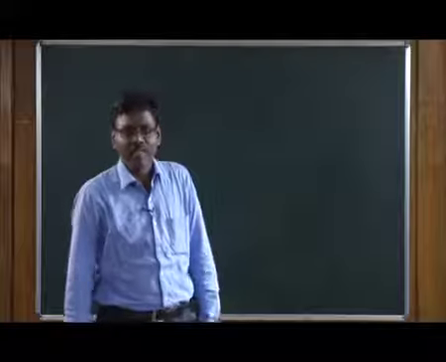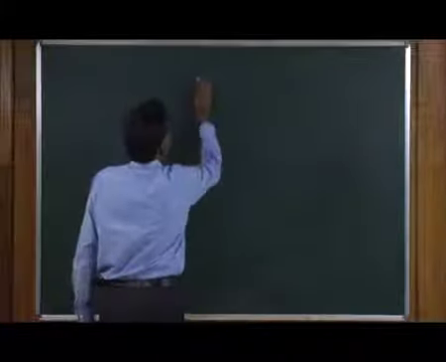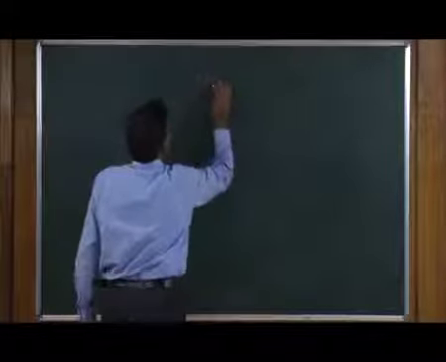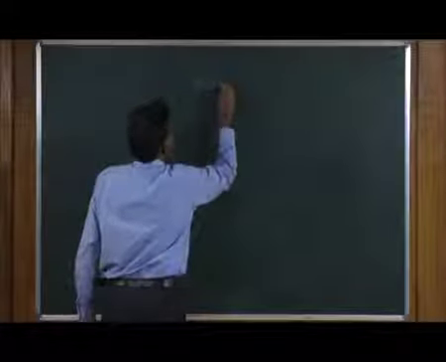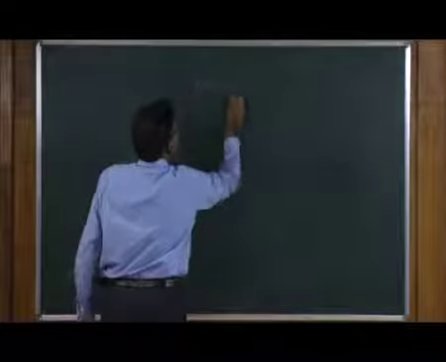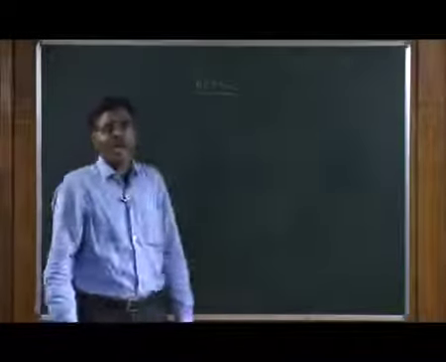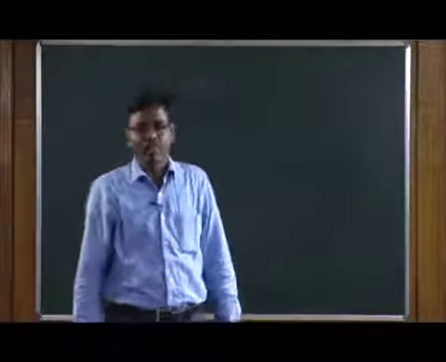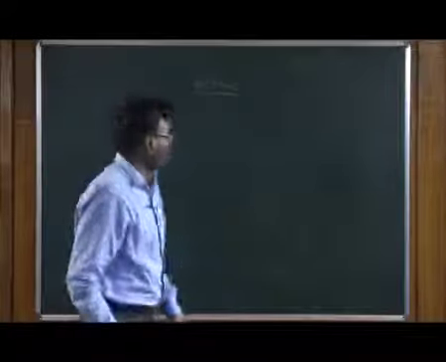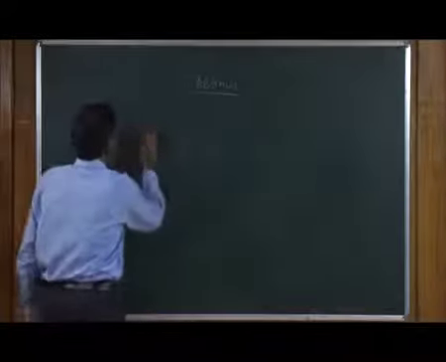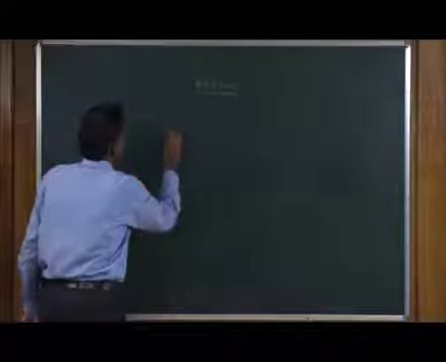In today's class, we will study about alkenes. Alkenes are hydrocarbons that contain carbon-carbon double bond. They have general formula CnH2n.